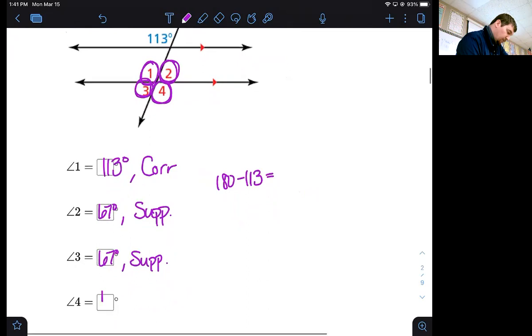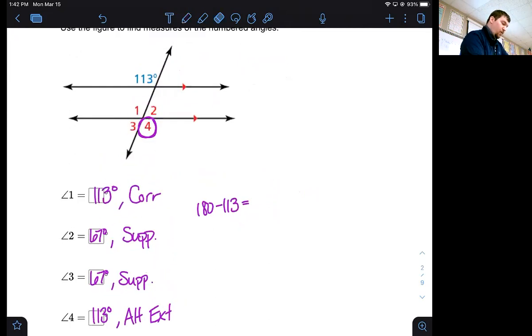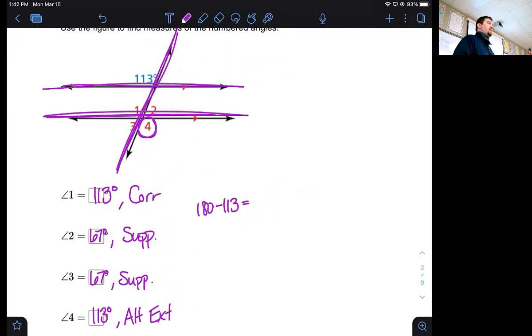113. And what's its relationship to the given angle? Alternate exterior. They're both, so let's look at angle 4. You can see that they're outside the parallel lines, so they're exterior, and they're on alternating sides of the transversal, alternate exterior. Dylan, do we have to write like?